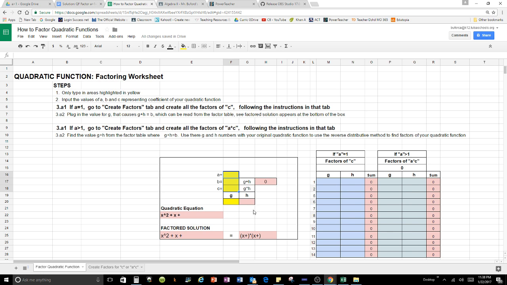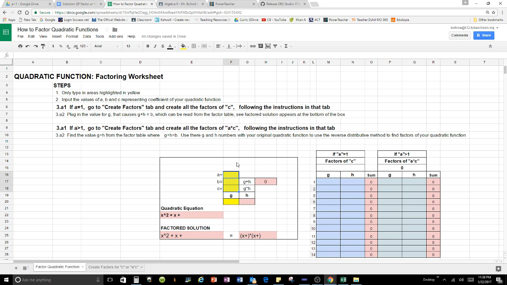As you can see here, this is where you enter all of your data. I've changed it so now you don't have to worry about N and M. All you have to do is input your values of A, B, and C. Once you input your values of A, B, and C for your quadratic equation, ax squared plus bx plus c, then you can solve for your factors of C.